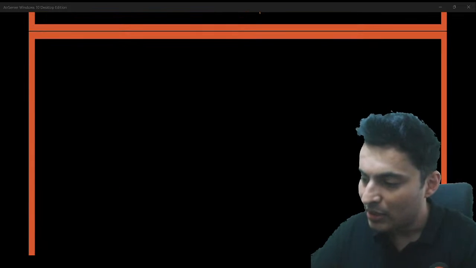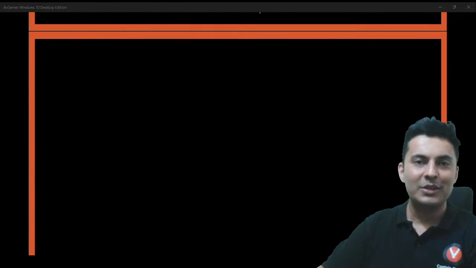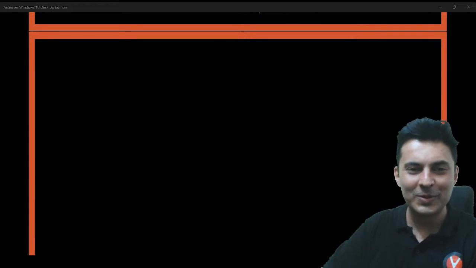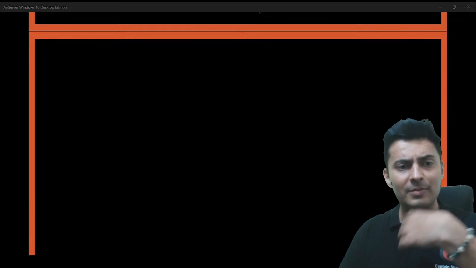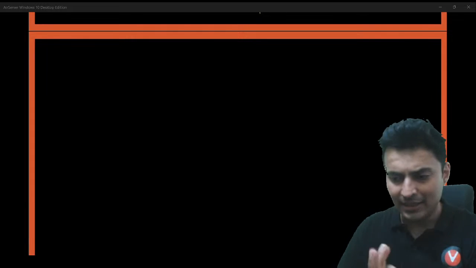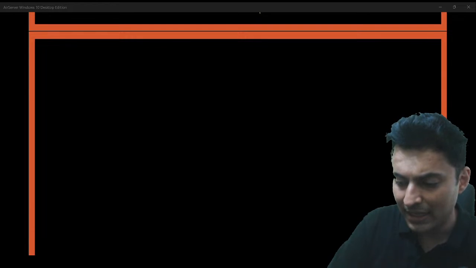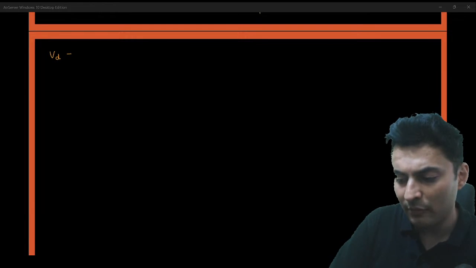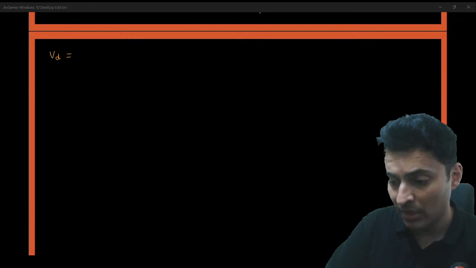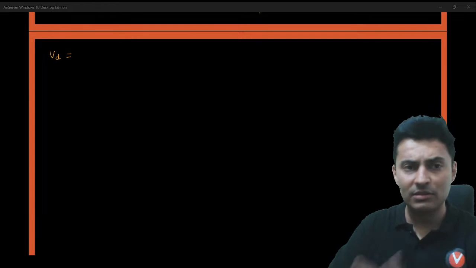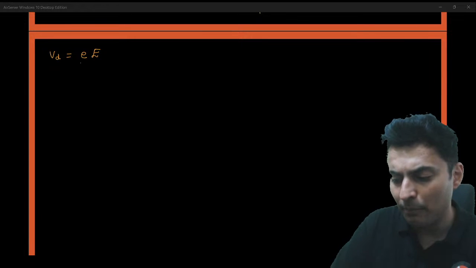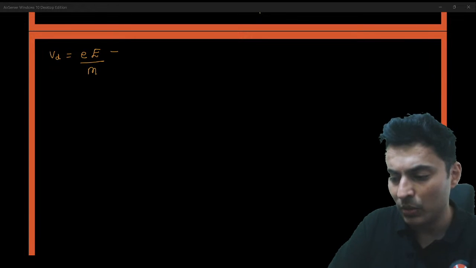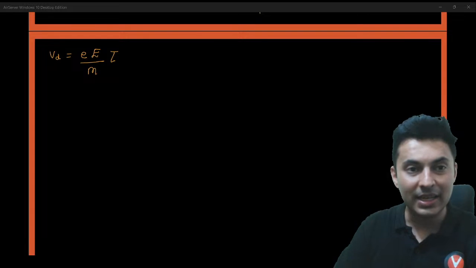Now, you might also get questions with regards to drift speed and its variations with respect to other quantities. For example, you might get drift speed variation with relaxation time. The formula for drift speed variation with relaxation time is eE by m into tau. This is how it looks.